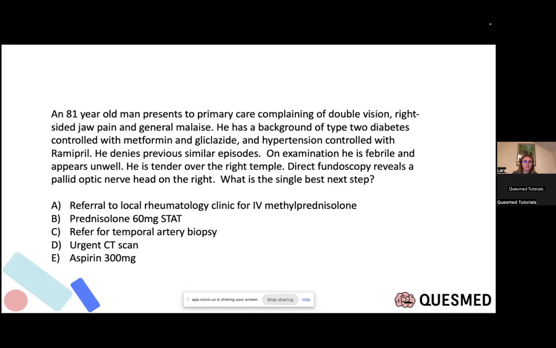Okay, so 70% of people have gone for B. Excellent. So this is your barn door GCA. You've got jaw claudication, you've got double vision, and you've got a tender, probably palpable temporal artery. Got a pallid optic nerve head, which is arteritic. Oh, gosh, I can't even remember. It's A-A-I-O-N.